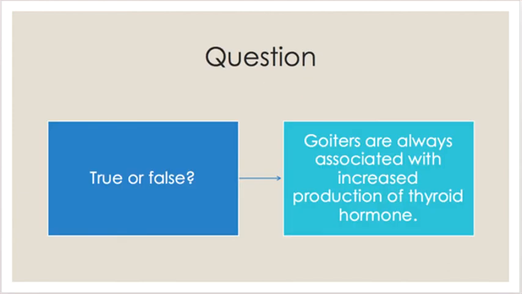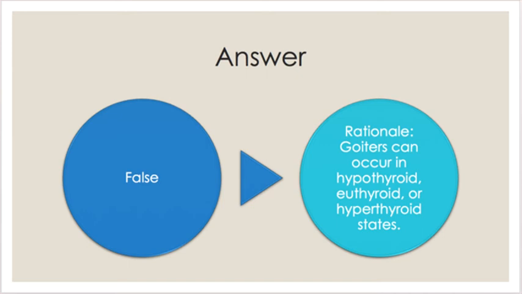So here's a question for you, true or false? Goiters are always associated with increased production of thyroid hormone. All right, the answer is false, right? Remember, goiters can occur in hypo, hyperthyroid, and even euthyroid state. Euthyroid is just the fancy term for a normal functioning thyroid.